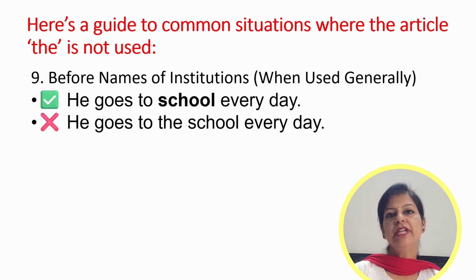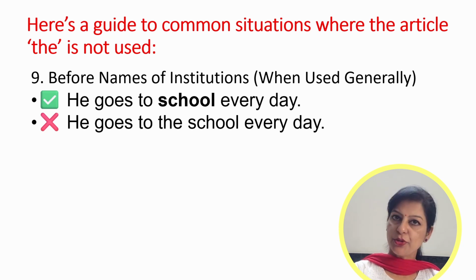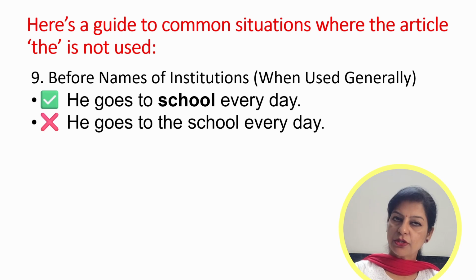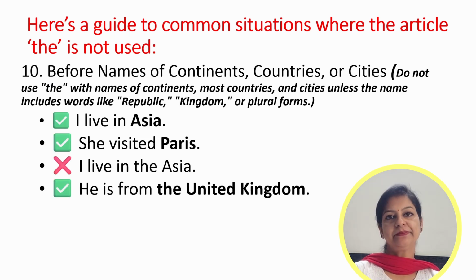Ninth, before names of institutions when used generally. We don't use the before institutions when talking about them in a general sense. For example, he goes to school every day. We don't say the school because we are talking about school in general.